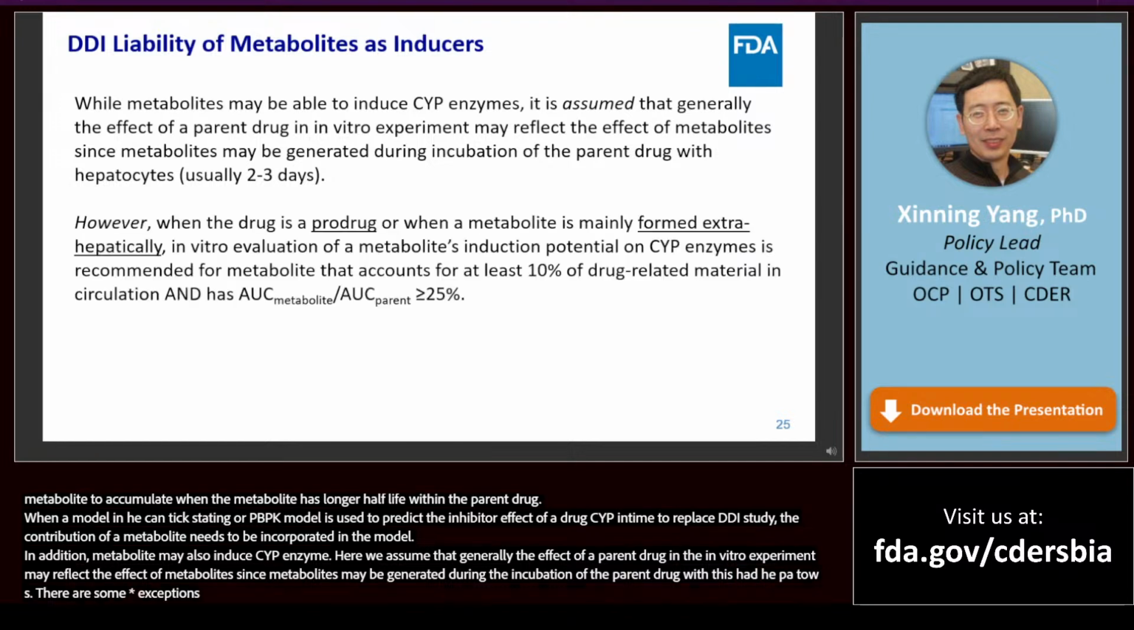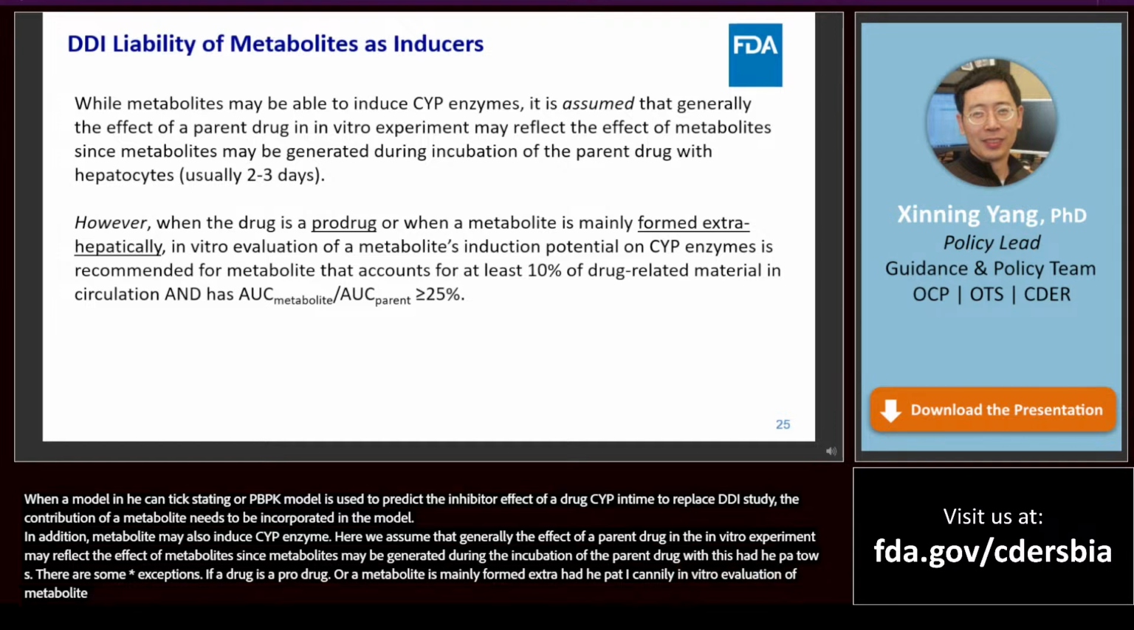If a drug is a prodrug or a metabolite is mainly formed extrahepatically, separate in vitro evaluation of a metabolite's induction potential on CYP enzyme is recommended for metabolites that are considered a major metabolite and also have an AUC relative to the parent drug of 25% or more.